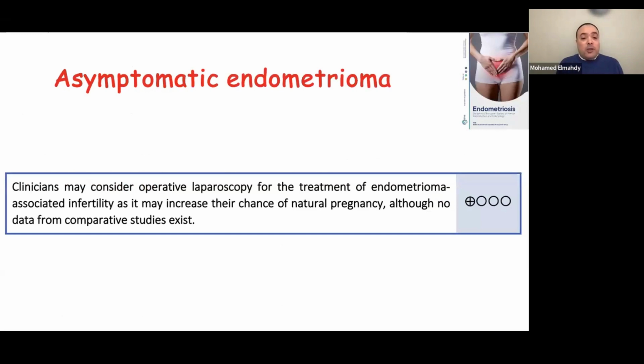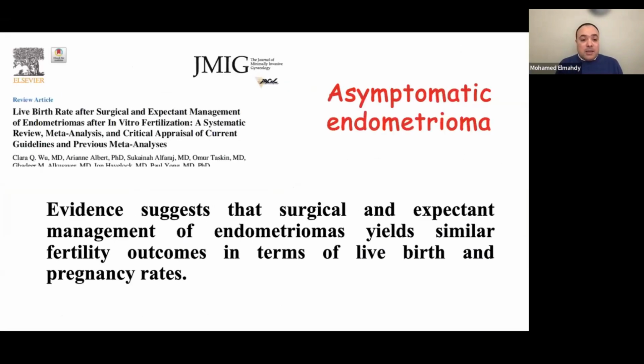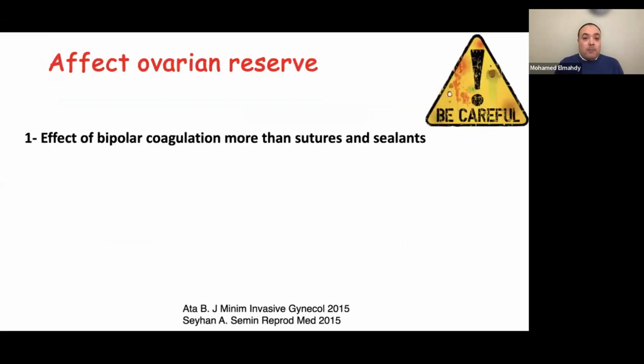Regarding asymptomatic endometrioma, clinicians may consider operative laparoscopy for treatment of endometrioma-associated infertility, as it may increase the chance of natural pregnancy, although no data from comparative studies exist. This study showed that there is evidence suggesting that surgical and expectant management are equal. There is no upper hand for surgery or expectant management. But take care, surgery for ovarian endometrioma affects ovarian reserve. So you should know that the effect of bipolar coagulation is more than suture and sealants. Avoid blind coagulation.